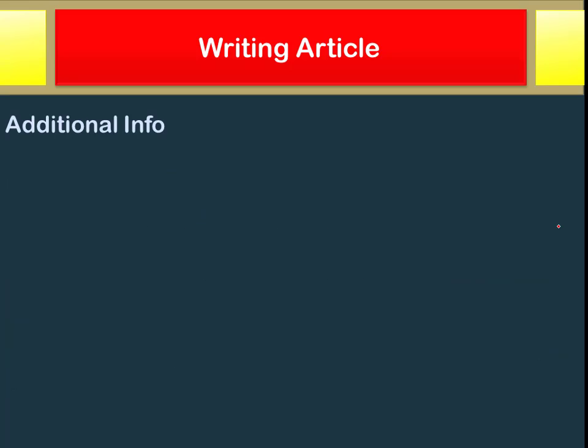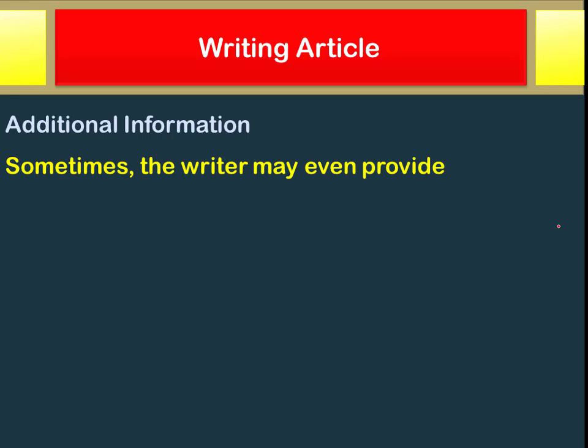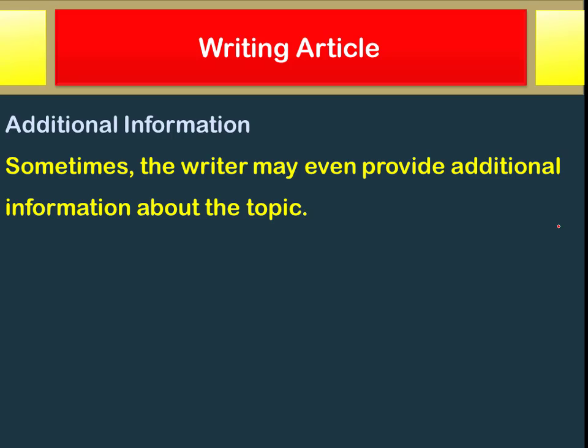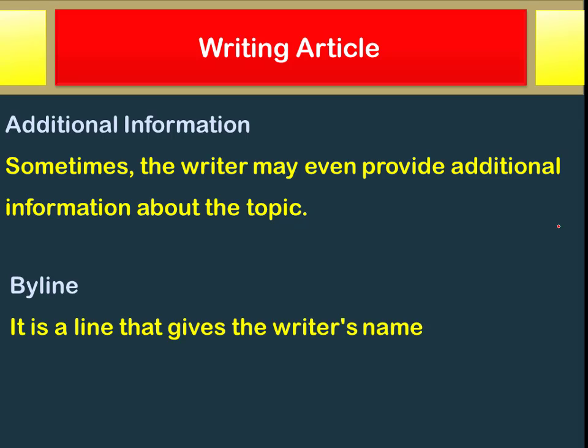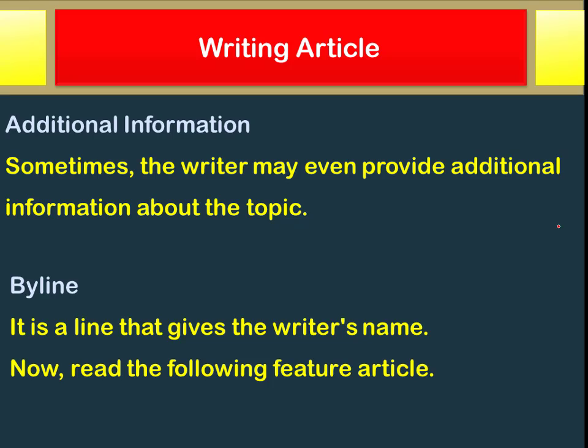Then comes your additional information. Sometimes the writer may even provide additional information about the topic. If you want to provide any additional information about the topic, that could be provided. And then the byline, it is a line that gives the writer's name. Byline means this will give who has written the article.